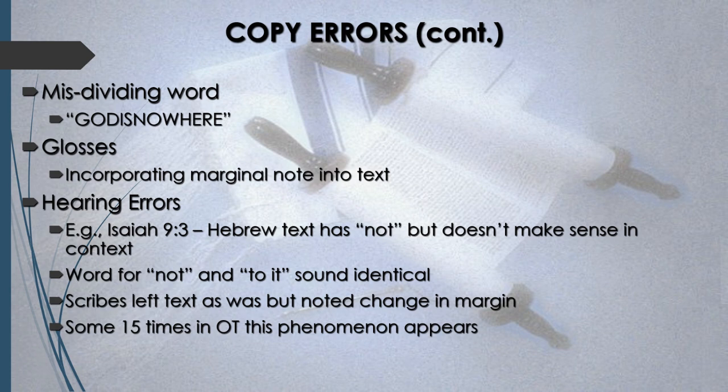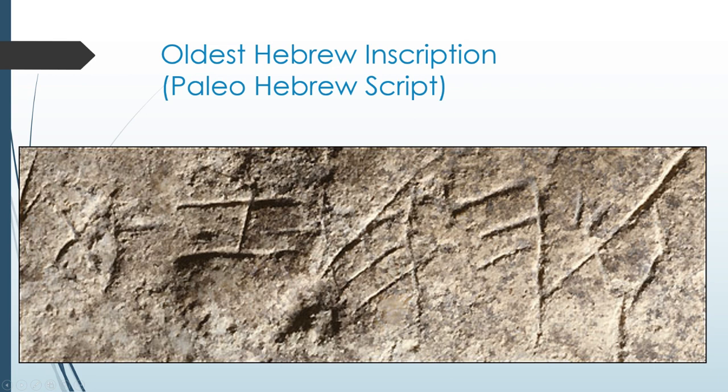So in Isaiah chapter 9 verse 3, the Hebrew text has "not," but it doesn't make sense in the context. And the word for "not" and the word for "to him" sound identical. Okay, they sound the same. So this was identified. Scribes left the text because it was actually in the text, but noted the change in the margin. And about 15 times this happens. So we do have that possibility as well in the text itself. So just to be aware, there are some. That's another kind of copying error we could have.